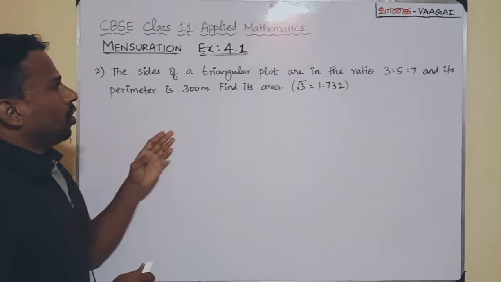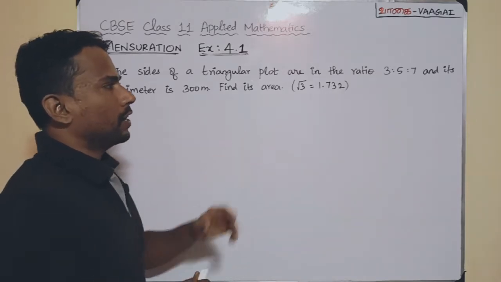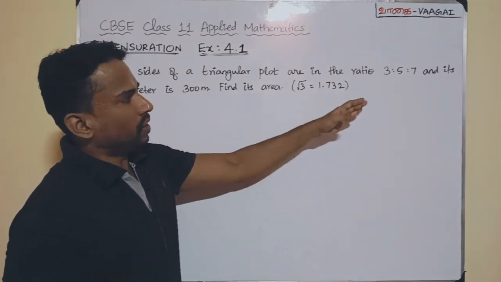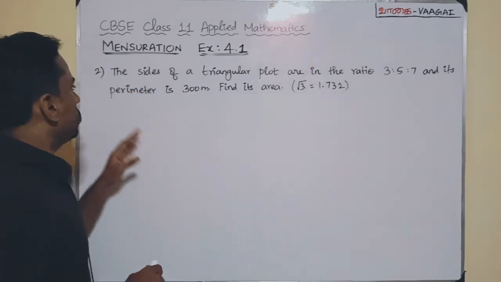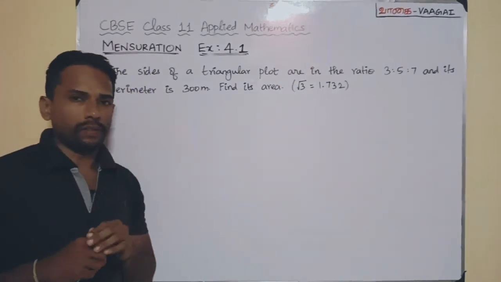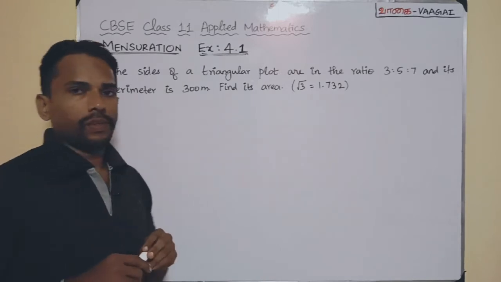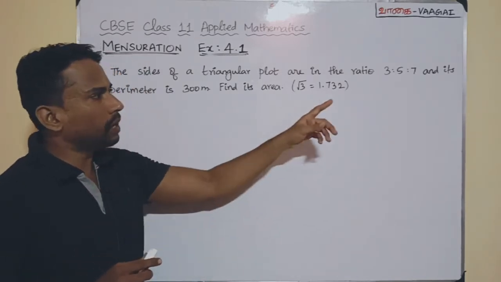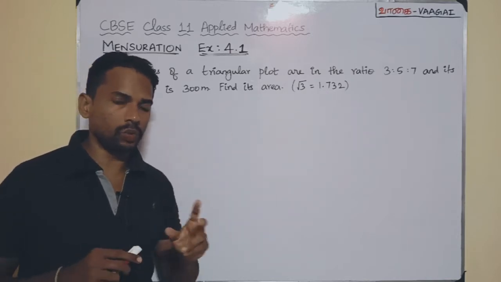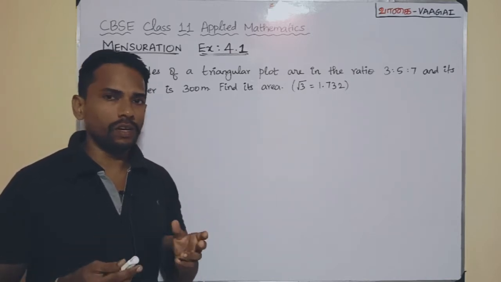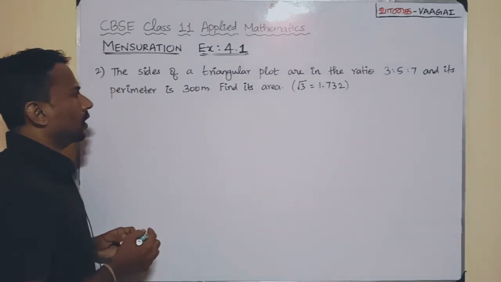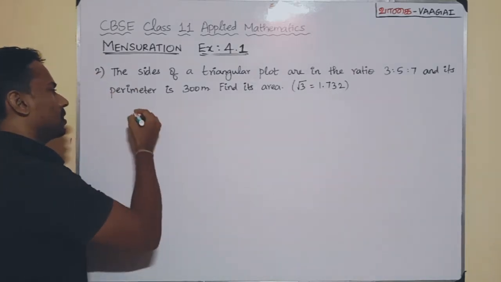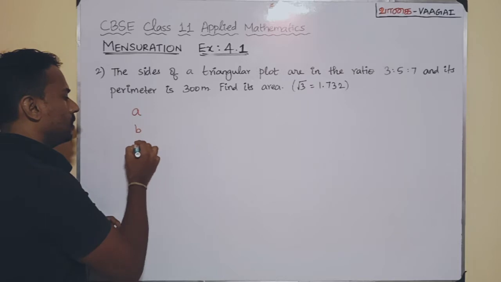The sides of a triangular plot are in the ratio 3:5:7 and its perimeter is going to be 300 meters. Find the area. So we are given the ratio of the three sides, and also the perimeter of the triangle is given. These two things are given, we need to find the area. Very simple question only. So again what I'm going to do is take the three sides as A, B and then C.